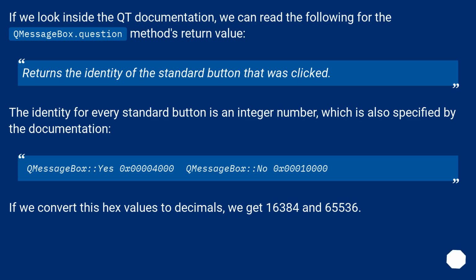If we look inside the Qt documentation, we can read the following for the QMessageBox.question method's return value. Returns the identity of the standard button that was clicked. The identity for every standard button is an integer number, which is also specified by the documentation. QMessageBox::Yes 0x00004000, QMessageBox::No 0x00010000. If we convert these hex values to decimals, we get 16,384 and 65,536.